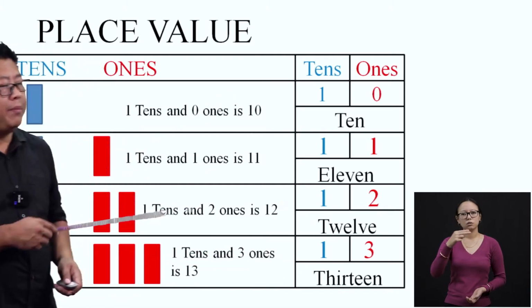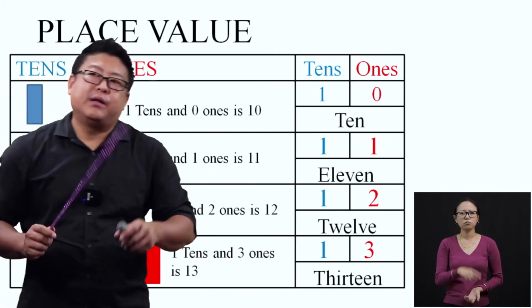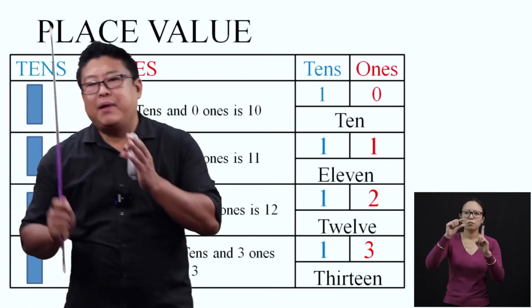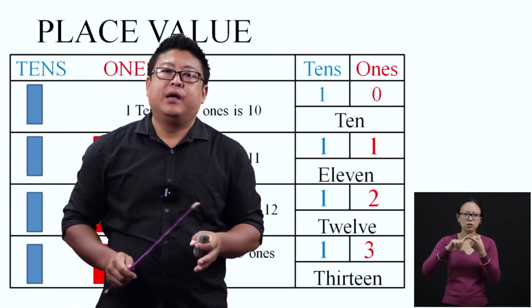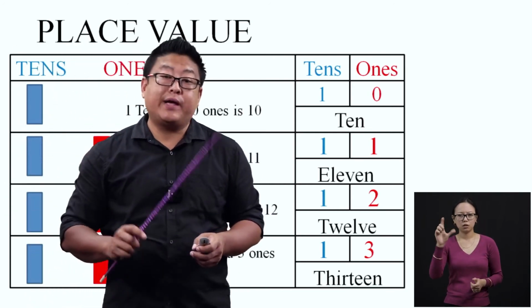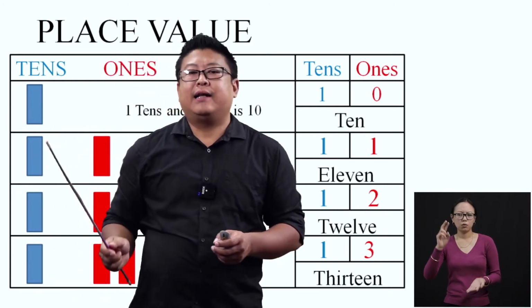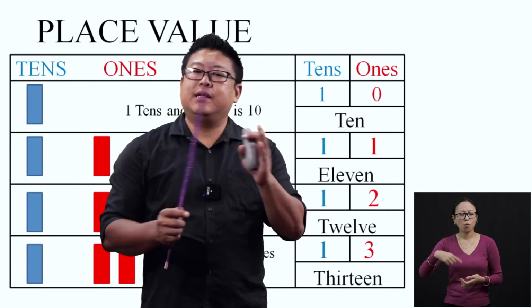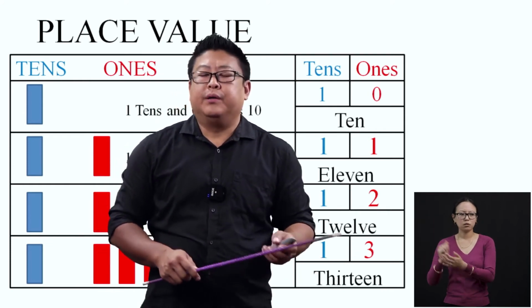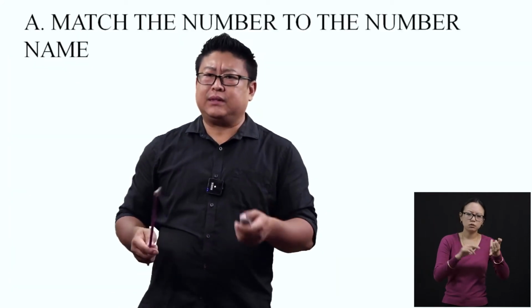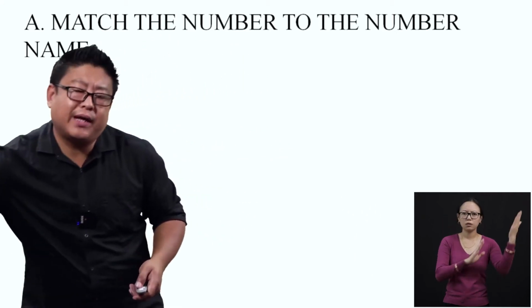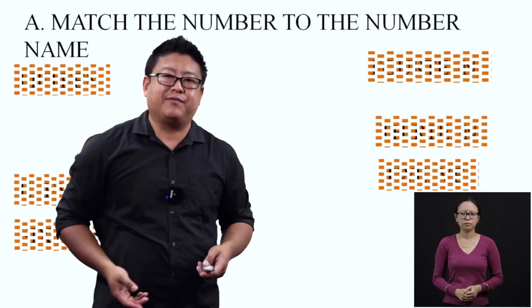So this is all about place value. Now, please do not get confused. In place value, the ones place is always on your right, okay? Always on your right. And the tens place is on the left.